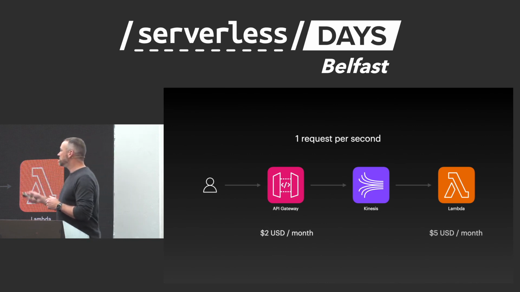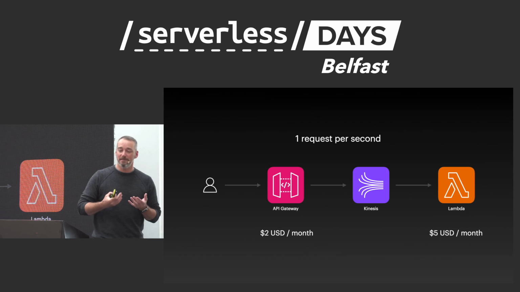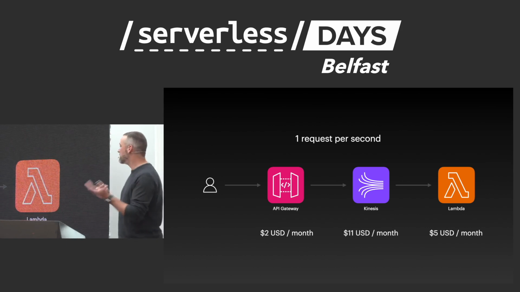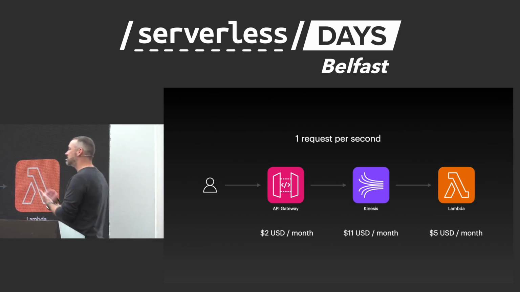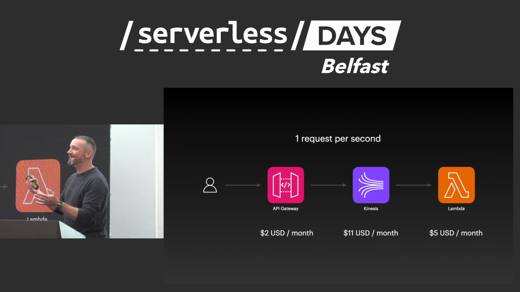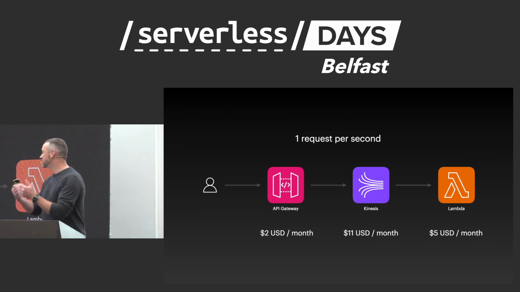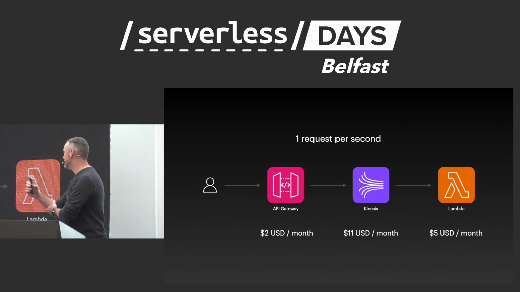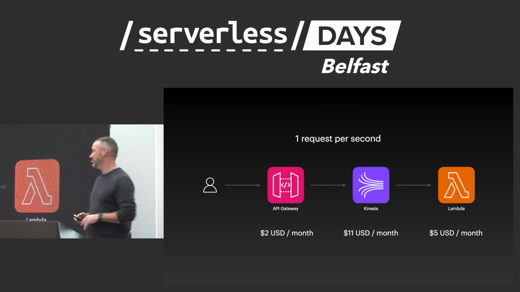All right. So what if we took SQS and swapped that out with Kinesis? Well, at our one request per second, our API Gateway and our Lambda function are going to cost pretty much the same. But now Kinesis, just to provision a shard and have that running all the time, it's a provisioned service, not on-demand. Well, they call it on-demand, but who knows. Serverless is a weird word in AWS and many other services now in terms of what it actually means. But that's going to cost you $11 a month to provision that constantly, okay?